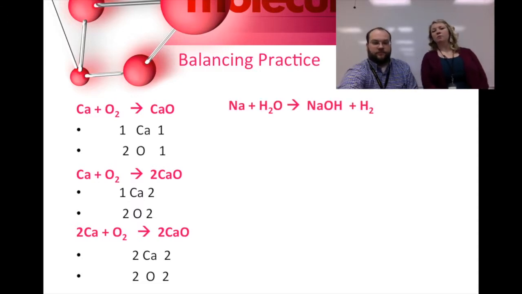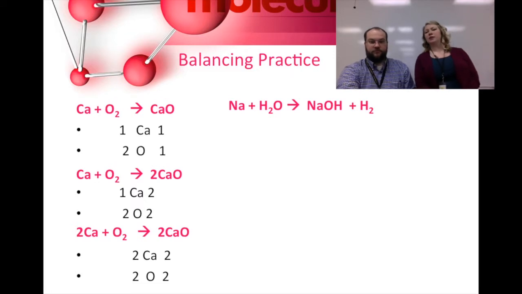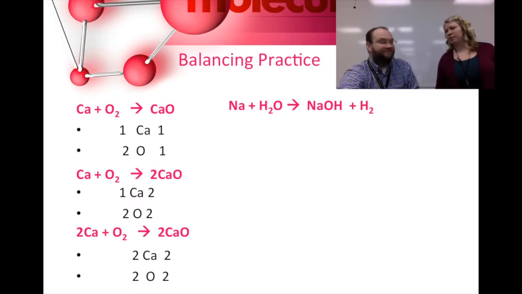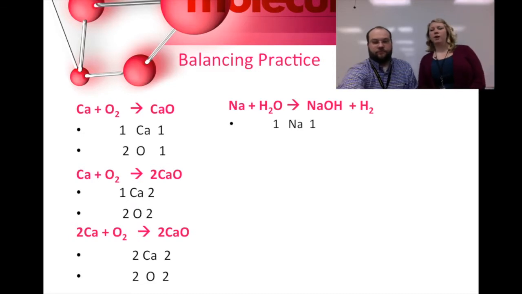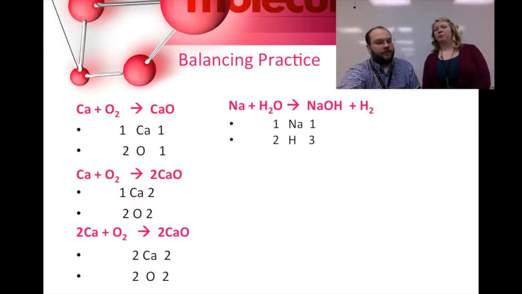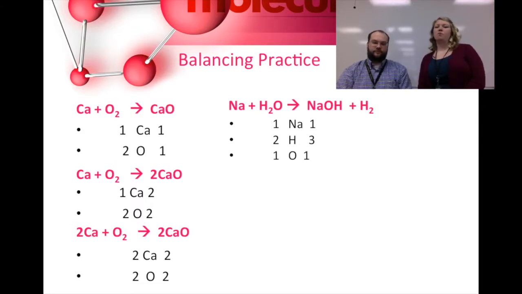Okay, we have Na plus water yields NaOH plus H2. Again, another diatomic, so it's written by itself. So I start with my atom count. Na's, 1 on each side. H's, 3 on the right, 2 on the left. God, I hate those odd numbers. I know. Okay, and then I have 1 and 1.